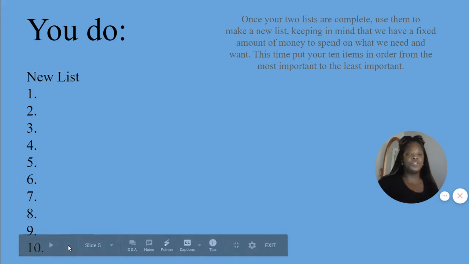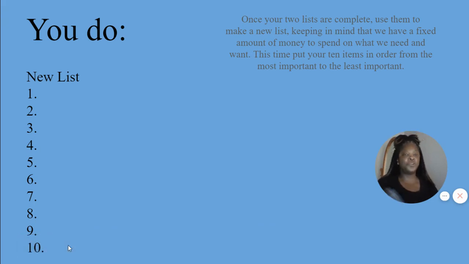So now, once your 2 lists are complete, your needs and your wants, you're going to use them to make a new list. And you're going to have to keep in mind that you have a fixed amount of money to spend on what you need and what you want. So now you're going to take that list of 10 items and put them in order of importance. So, what's the most important thing that's needed from the 2 lists?